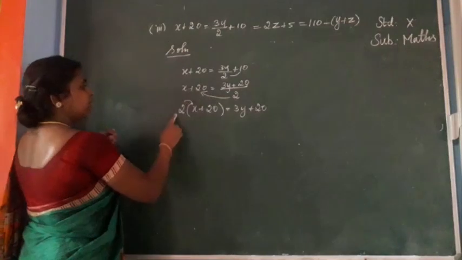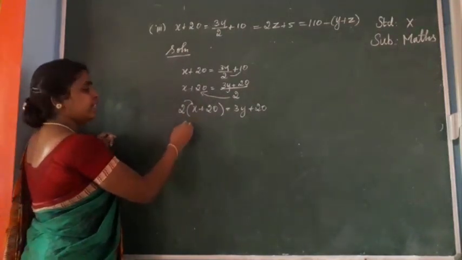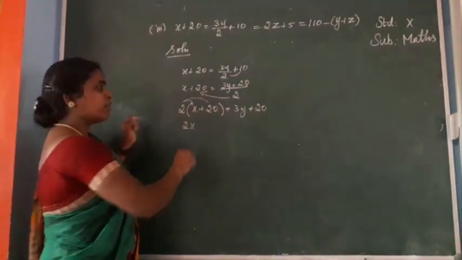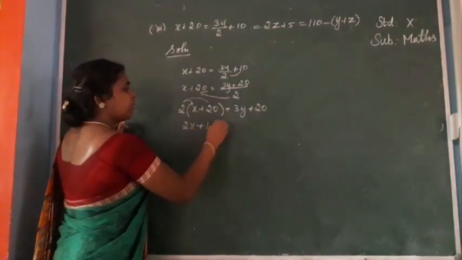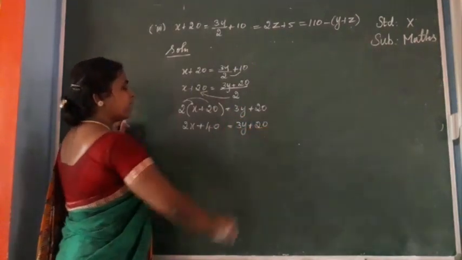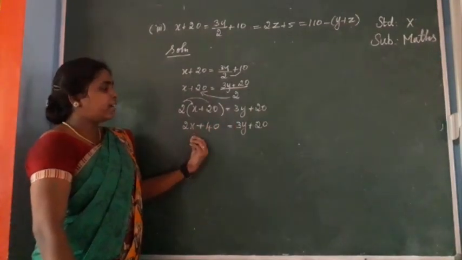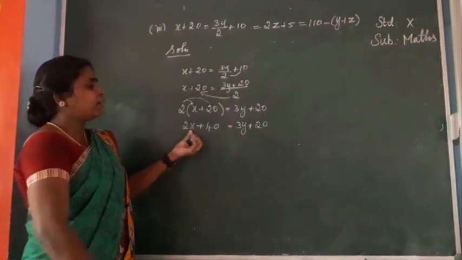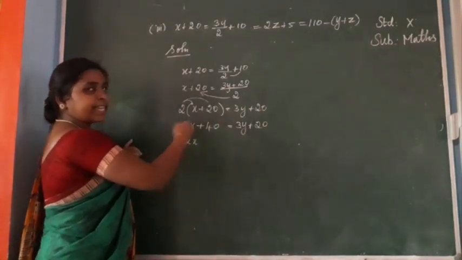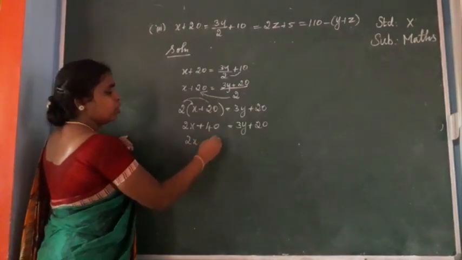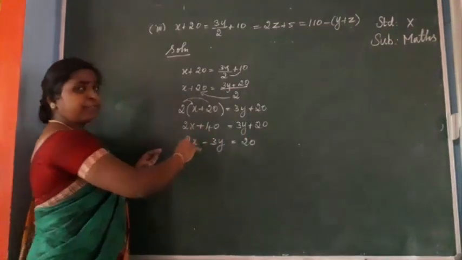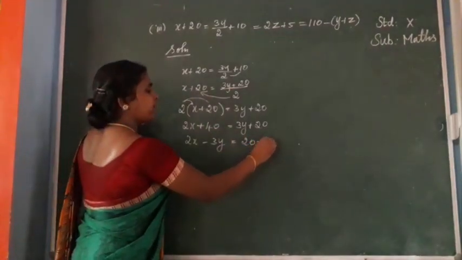Now you multiply. 2 into x is 2x. Next, one by one you multiply. 2 into 20 means 40. Equal to, let's say, 3y plus 20. So here you take the unknown variable on one side, constant value you take on the right-hand side. Here the unknown is 2x, and the other unknown on the right-hand side is 3y. Also you take it to the left-hand side and it will become negative. So minus 3y equal to 20 is there. This plus 40 you take to the right-hand side, so minus 40.